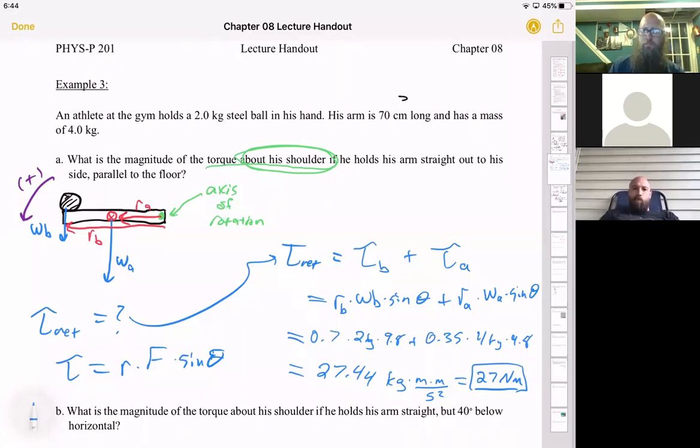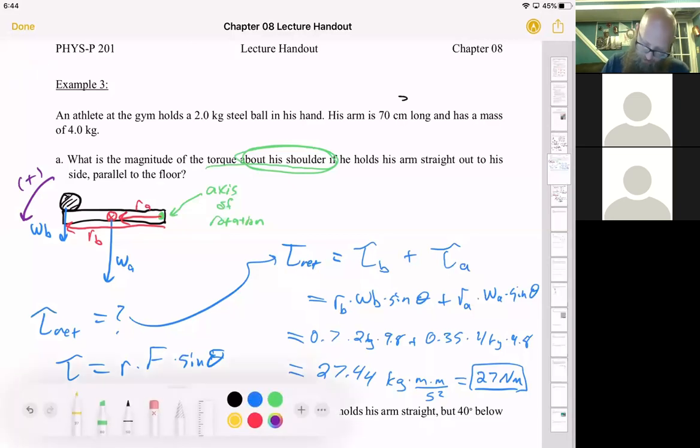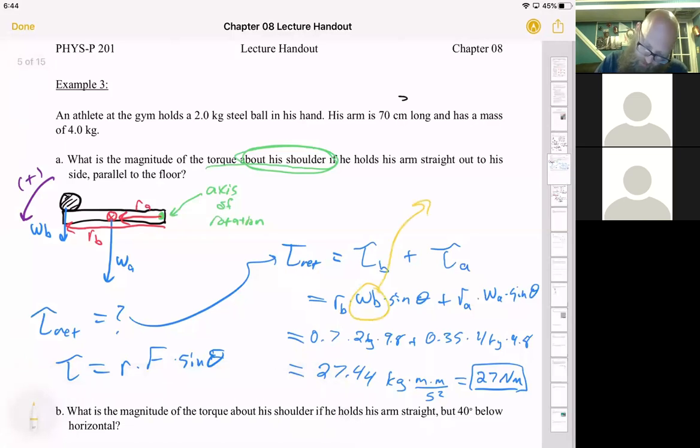Does that make sense? Do you have any questions about this so far? Student: Was the 9.8 in that equation sine theta? No, the 9.8 is part of weight. Weight sub B is M sub B times G, which is 2 kilograms times 9.8. That's what I put right here. Student: Okay, that makes sense. And the sine theta? The sine theta is 1. I just didn't bother to put it in. Good question. Other questions?